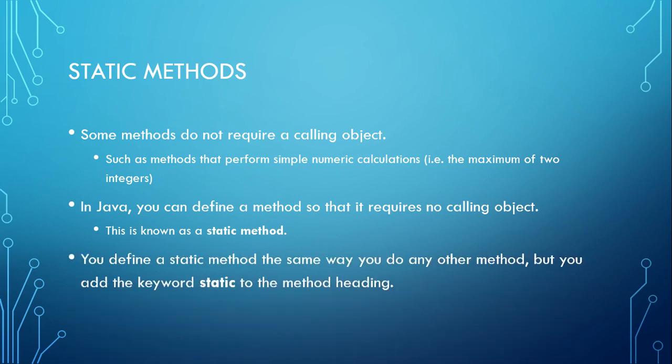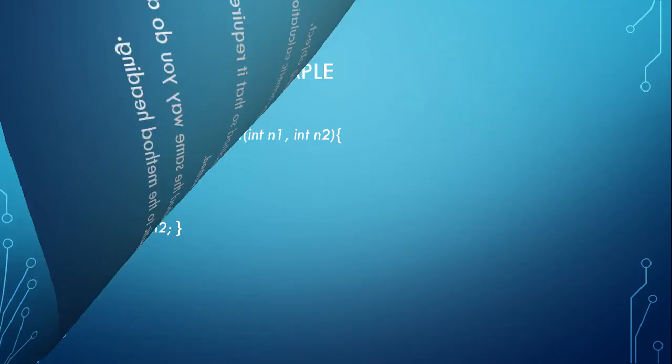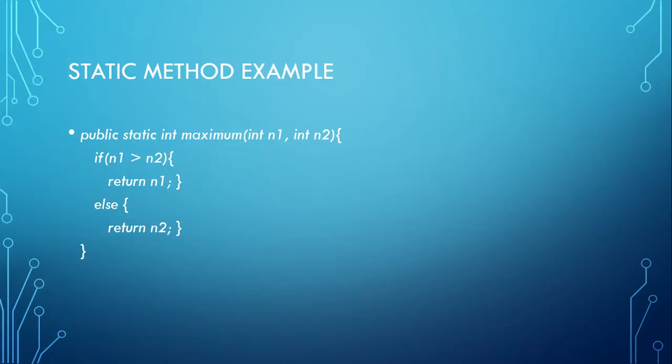You can define a static method the same way you do any other method, but you add the keyword static to the method heading. So here's a quick example: public static int maximum(int n1, int n2). If n1 is greater than n2, return n1, else return n2. So you can see it's not doing anything really complicated, it's just a basic comparison operation, checking if n1 is greater than n2. And you can see it has the word static, which indicates that this is a static method.